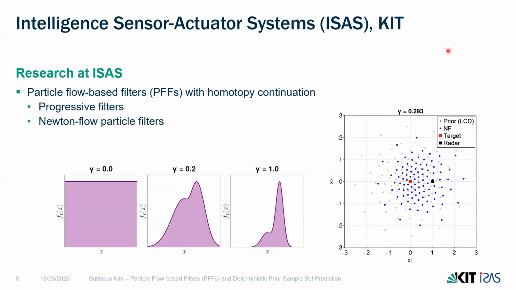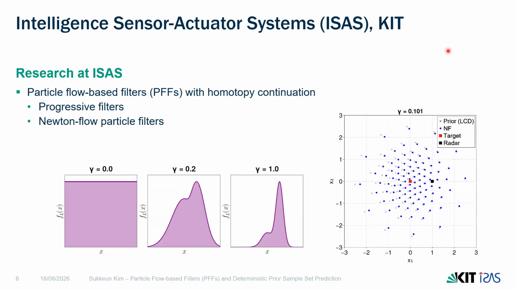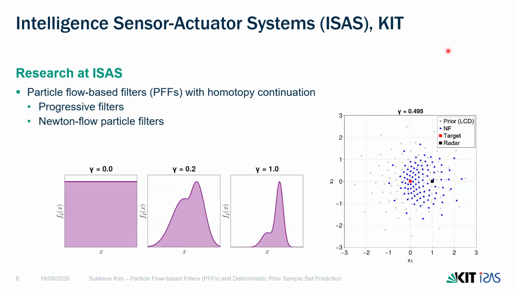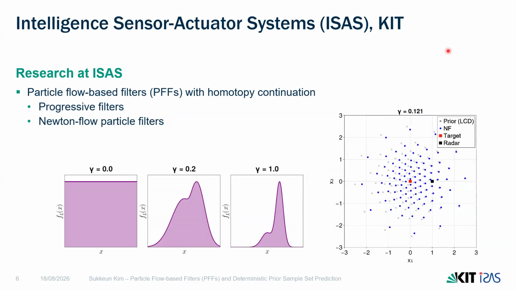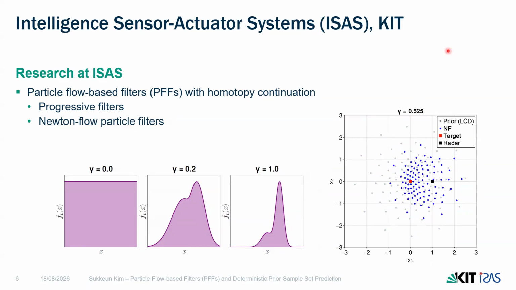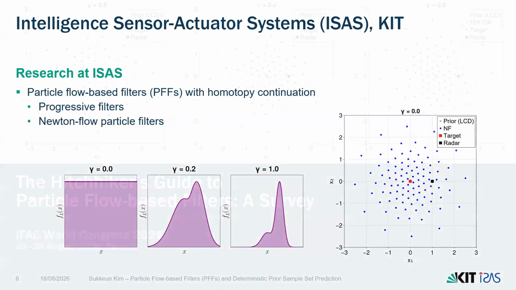We call it particle flow-based filters. The main concept is that we want to generate a flow of particles to move to the posterior, instead of using reweighting or importance weighting as in particle filters. So today's talk is more or less about this one. Let's get into that.